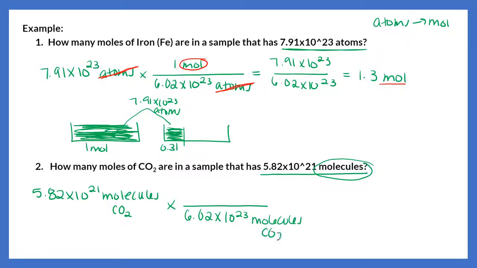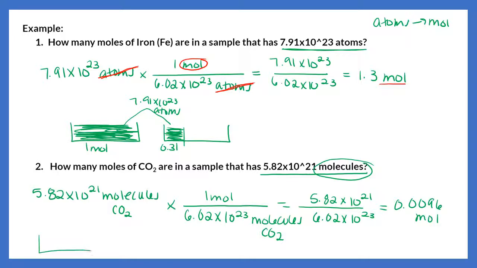And we're measuring CO2 molecules. So 6.02 times 10 to the 23rd molecules is 1 mole. So now we divide 5.82 times 10 to the 21 divided by 6.02 times 10 to the 23rd, which equals 0.0096 moles. So that means if I have my mole box, only a sliver of it has been filled with that many atoms. Okay?